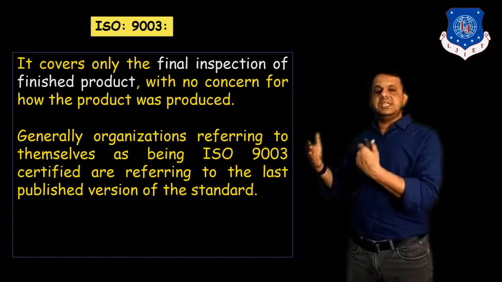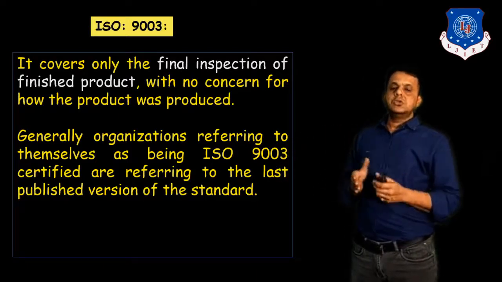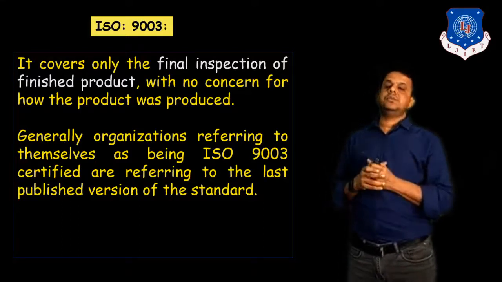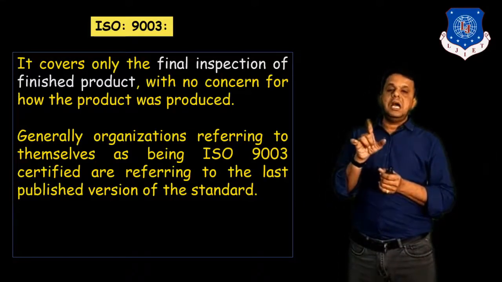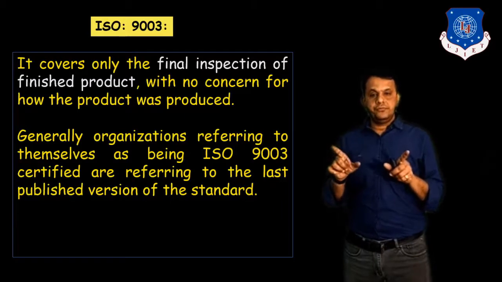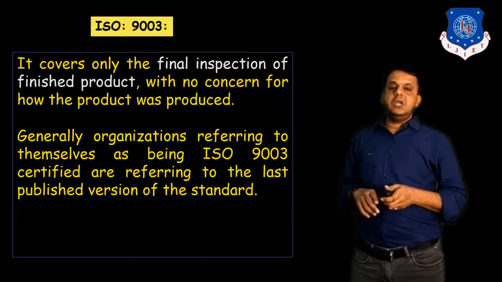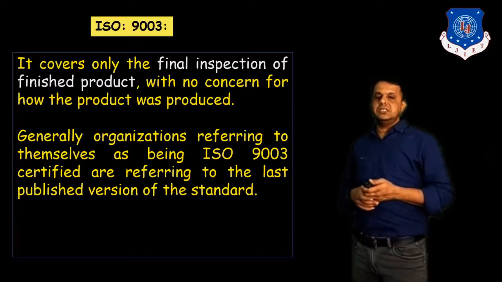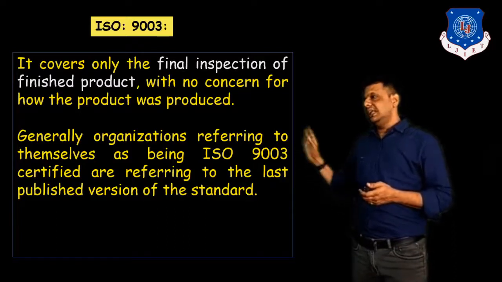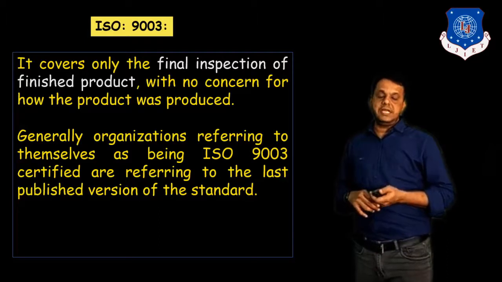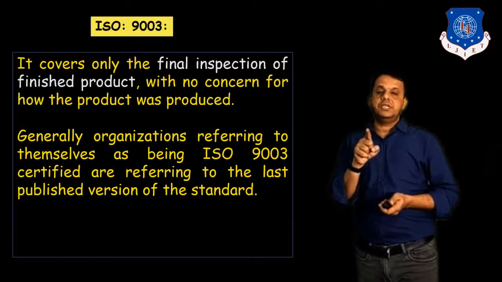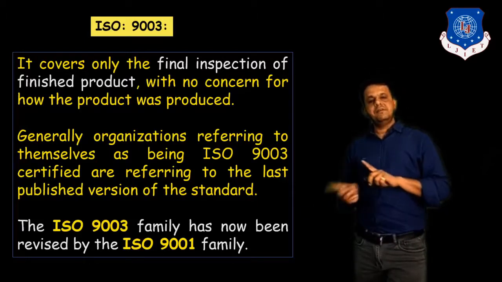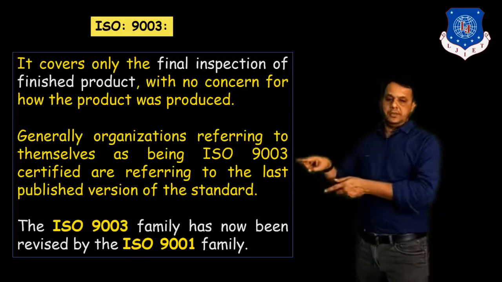So after the process, a certain product comes out. So we look at the quality of that product. Final inspection of that product will come out, and there is no concern how the product was produced. Generally, organizations referring to being ISO 9003 are actually referring to the last published version of the standard. But the very important thing is ISO 9003 has now been revised by ISO 9001.